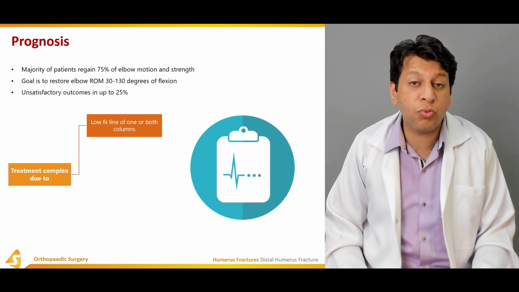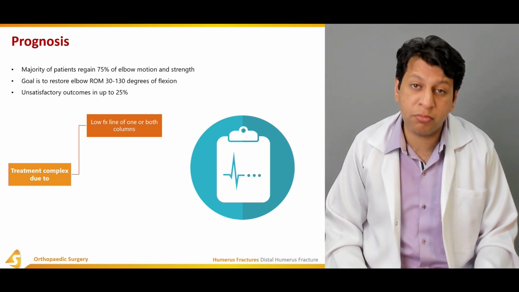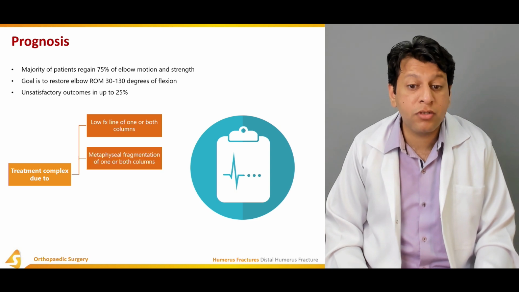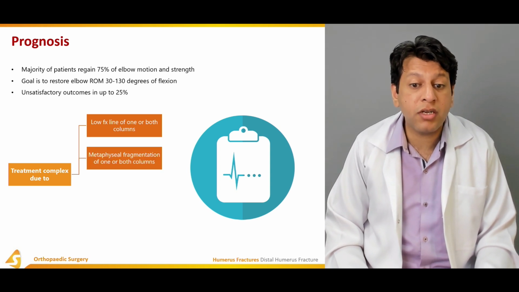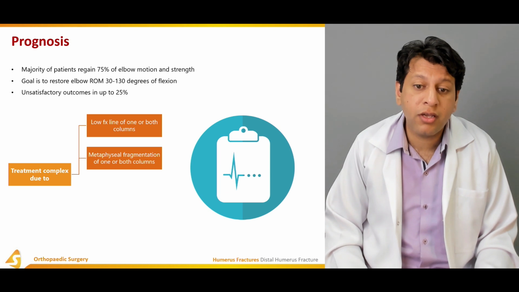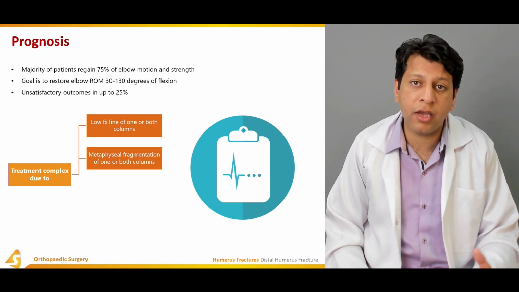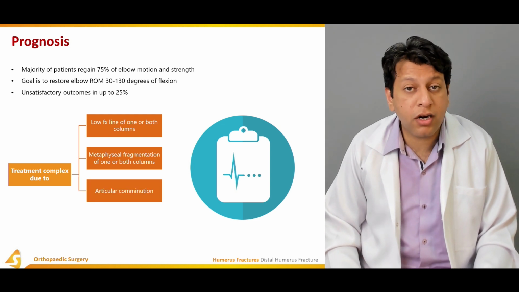Treatment may be complex. Why? Because of the way the fracture pattern presents to us. It could be a low fracture line to one or both columns. It could be metaphyseal fragmentation of one or both columns as well. Now, if there's highly comminuted metaphyseal fragmentation, this means it was a high energy trauma. It could be an articular comminution.